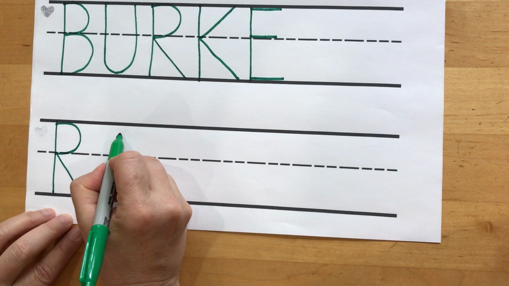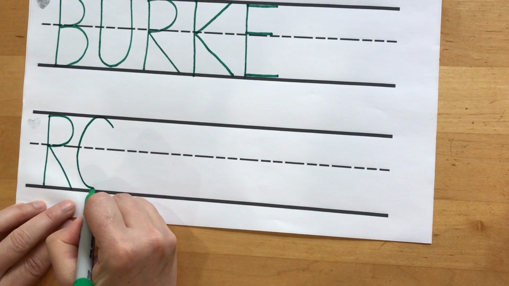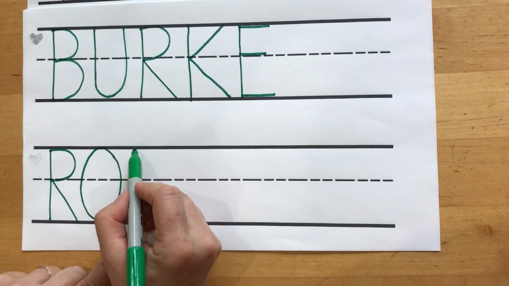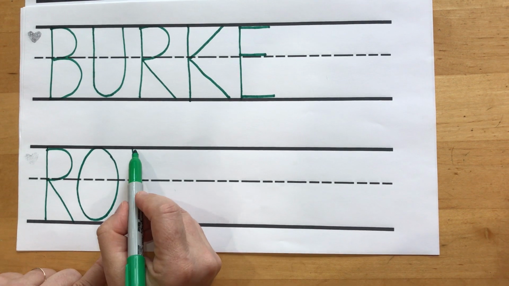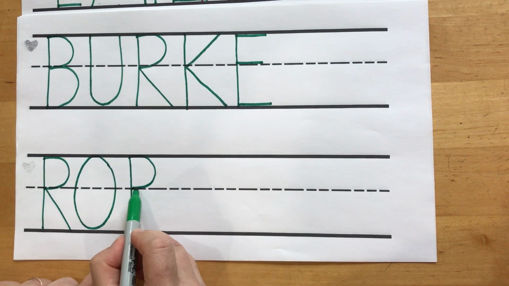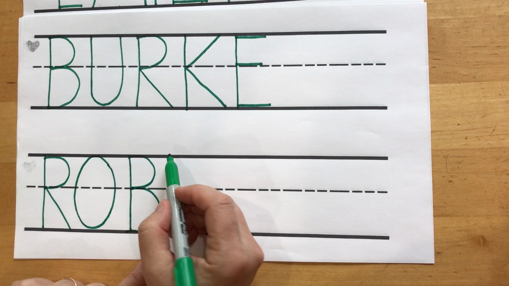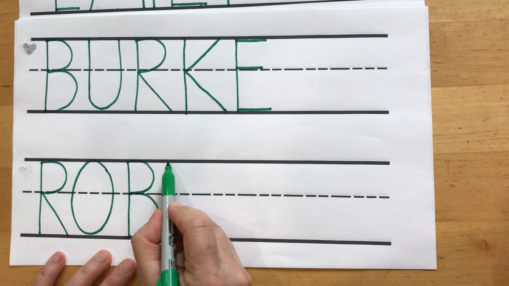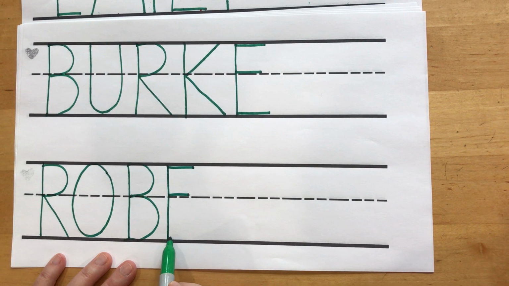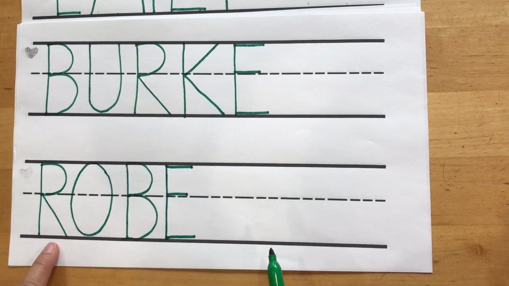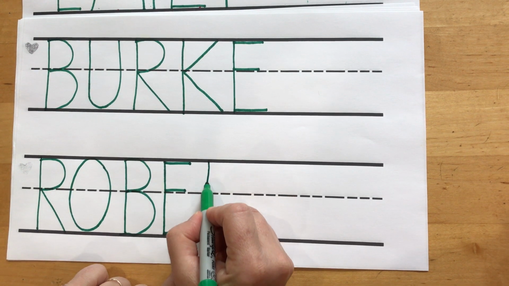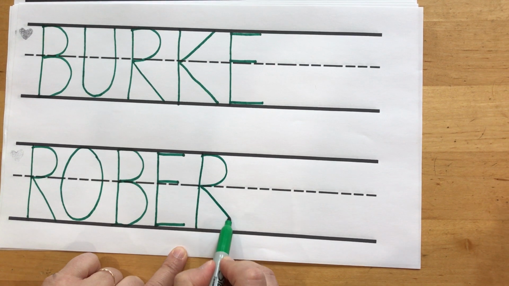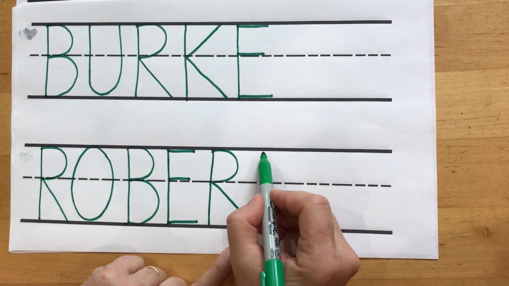Here comes an O. Curve around, touch the top, curve around, touch the bottom, and then a B. Line down to the bottom, curve around to the middle, curve around to the bottom, E. Line down to the bottom, line across the top, line across the middle, line across the bottom, and another R. Line down to the bottom, curve around to the middle, diagonal to the bottom, and then a T.